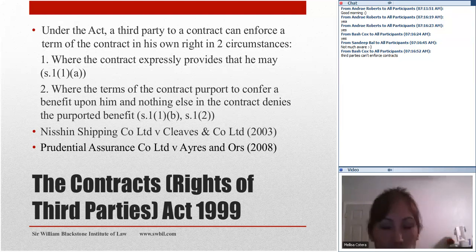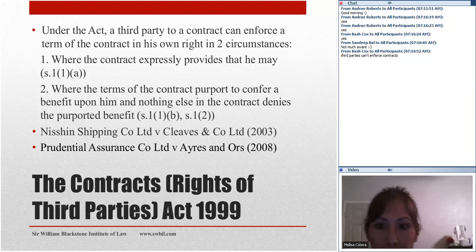Okay, this second circumstance is more limited than the first one, because it is possible that on a true construction of a contract, the presumption of an enforceable benefit can be rebutted. Okay, so the right of the third party to enforce a term of the contract is subject to the terms of the contract. This means that the parties to the contract can impose conditions upon the third party's ability to exercise his right under the contract. For instance, they can put a period of time for the third party to exercise his right.